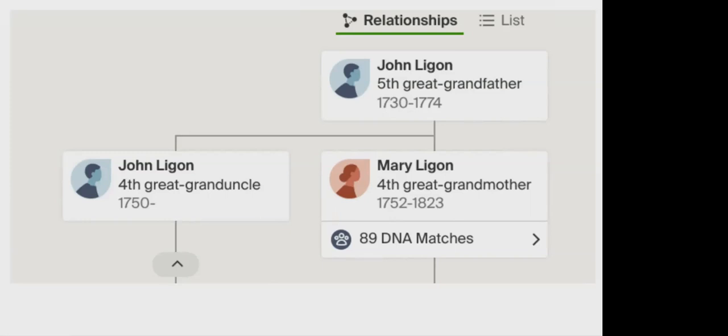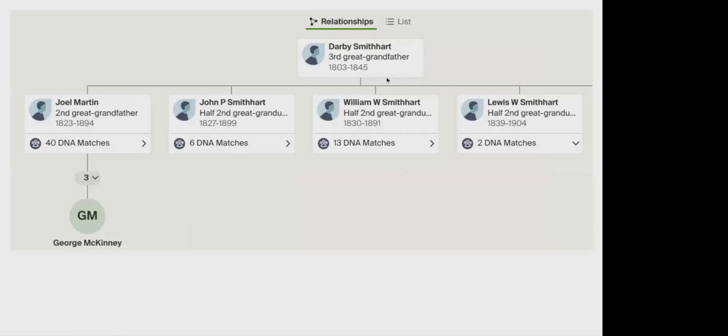And the fact of the matter is, I've had 89 DNA links through Mary and 1 through John. That's not very encouraging that Mary was actually the daughter of John Ligon. We don't know Mary's last name for sure. And I'm going to compare that to Darby Smithard.